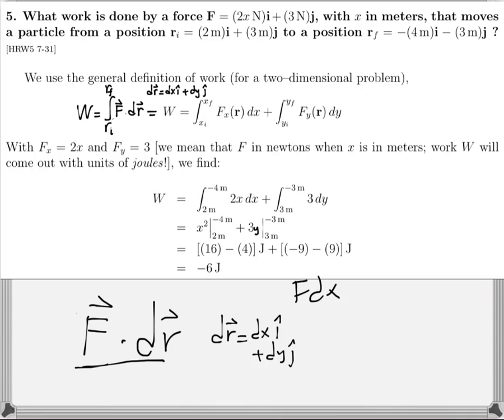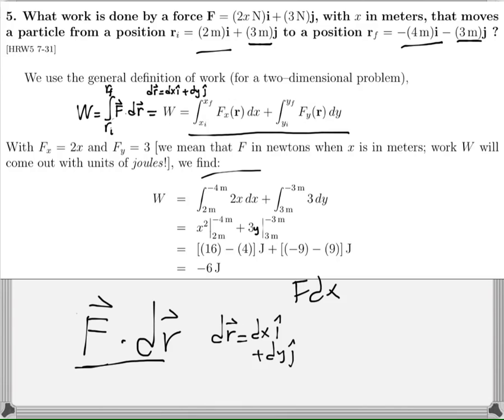So your integral this time is two different integrals, right? One is in x and the other is in y. What about the limits of the integration? For the x one, the limits are the x component of the initial position, which is 2 meters, and the x component of the final position, which is -4. For the y integral, the limits are the y component of the initial position, 3, and the y component of the final position, which is -3.